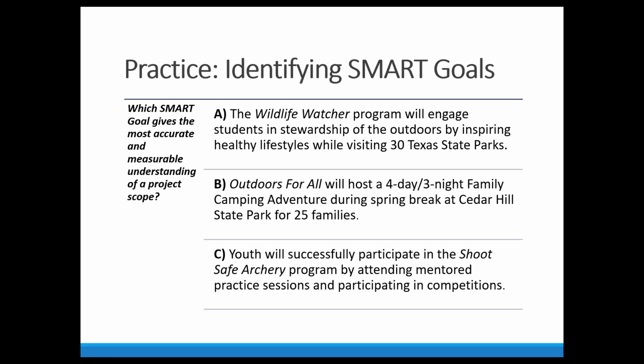And then finally, we're going to look at letter B. I would say this is a pretty strong example of a good SMART goal. It says, Outdoors for All will host a 4-day, 3-night family camping adventure during spring break at Cedar Hill State Park for 25 families. So we've hit all the elements. It's very specific. It has a measurable outcome. It has an approximate timeline, so it is kind of time bound. It's certainly attainable and realistic. So B would be a really great example of a SMART goal in your project proposal.